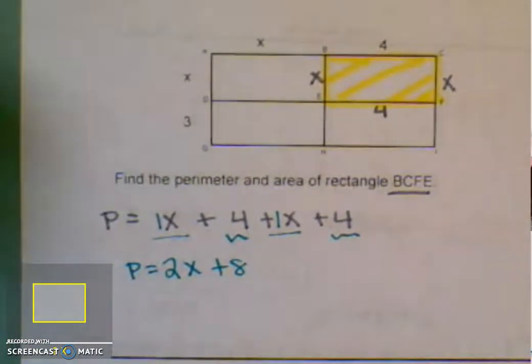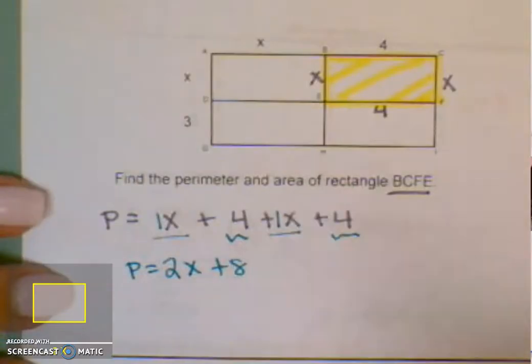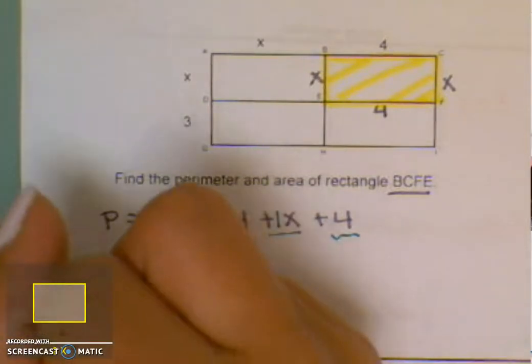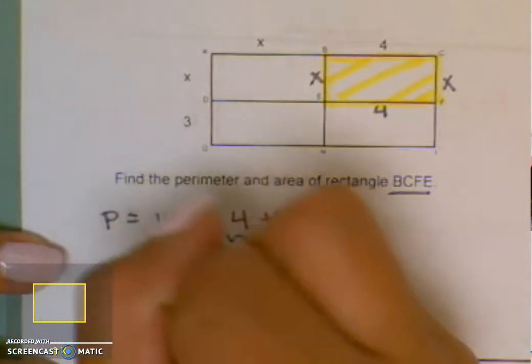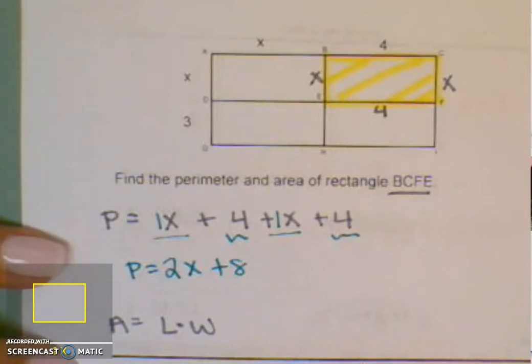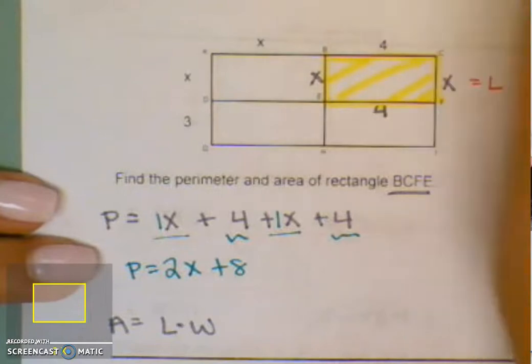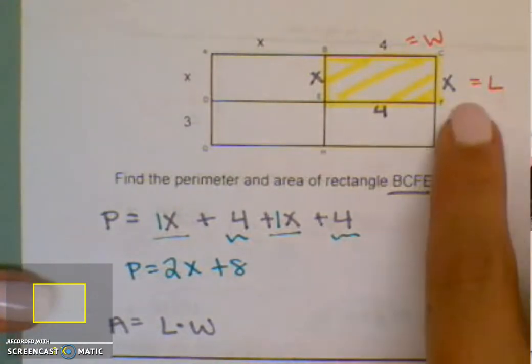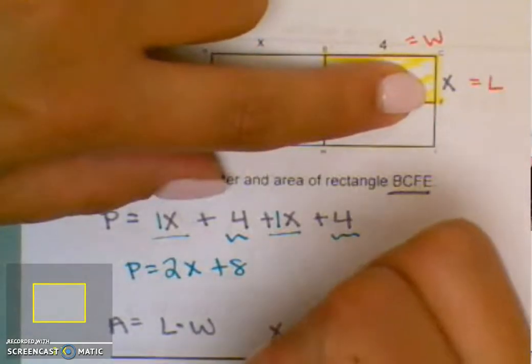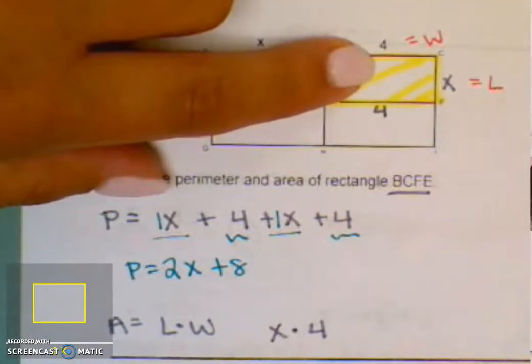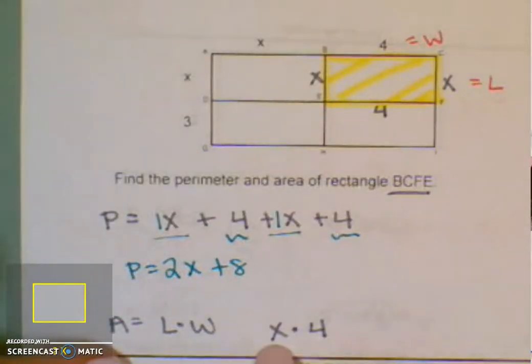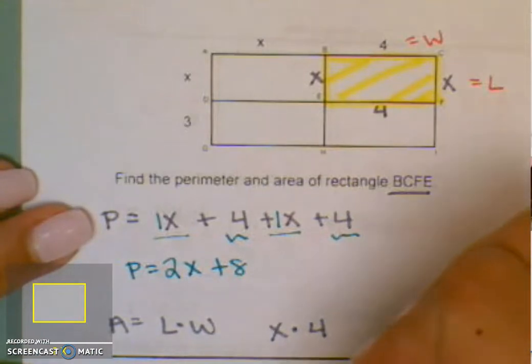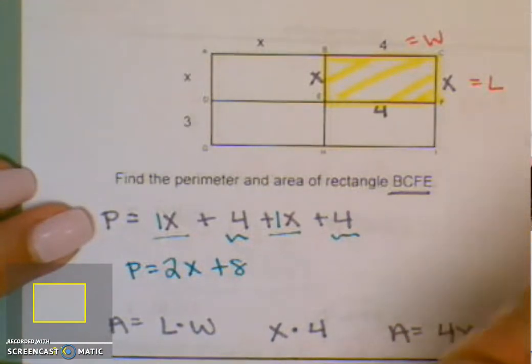But it doesn't only say find the perimeter, it also says find the area. So the area is length times width. Well, it doesn't matter which one you call which. Let's just say this side's my length and this side's my width. One's a 4, one's an x. If I do length times width, it's x times 4. Well, x times 4 is the same thing as 4x. So your area in this case is a 4x.